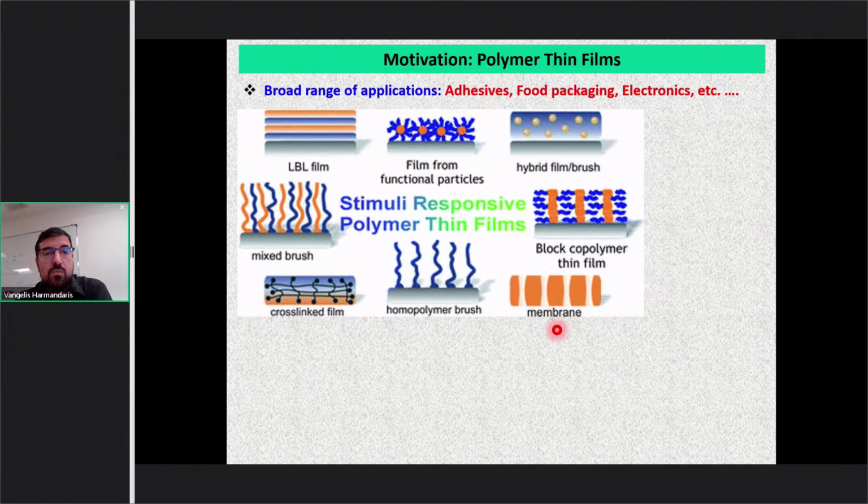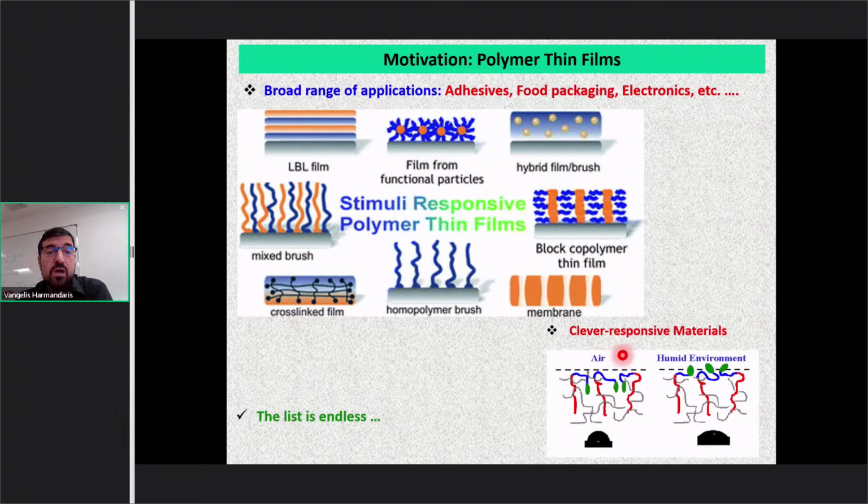At the same time, you see here membranes, brushes, so materials with much different properties, up to clever, as we call, responsive materials, which are materials that change their properties based on the environment. An example is that we might see here a material which has different properties under air and different under the humid environment, and this again is extremely important from the point of view of application. And if now we discuss the engineering of these materials, the list is really endless.